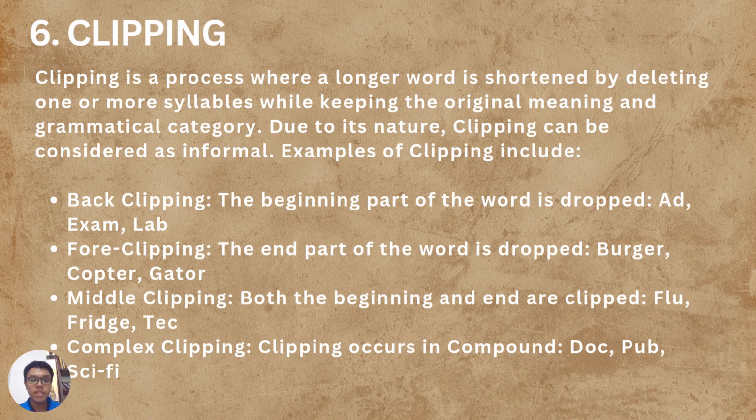We have fore clipping. The end part of the word is dropped. We have hamburger turns to burger, helicopter turns to copter, and alligator turns to gator. We have middle clipping. Both the beginning and the end are clipped. We have influenza turns to flu, refrigerator turns to fridge, and then tech. Complex clipping. Clipping occurs in compounds. So we have duck, pub, and sci-fi.